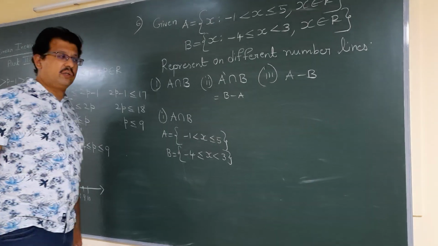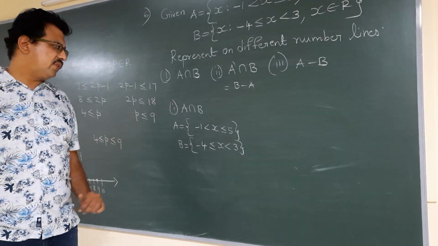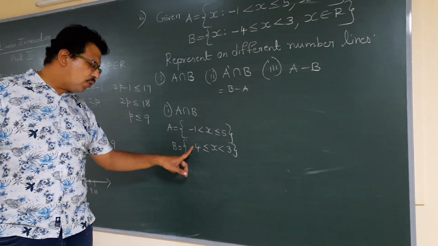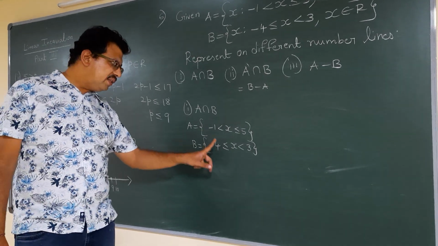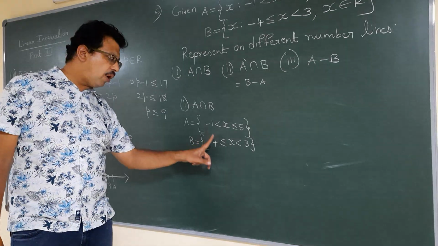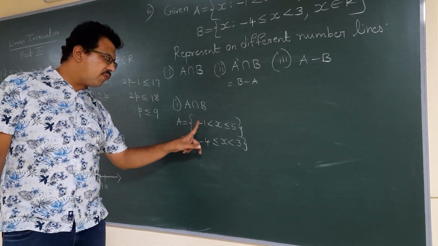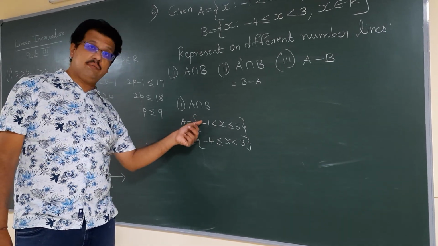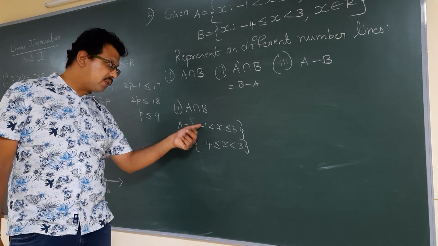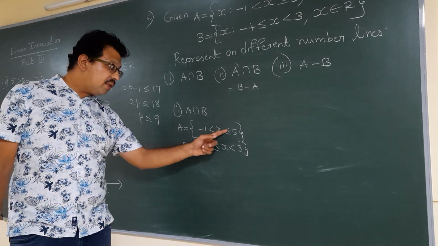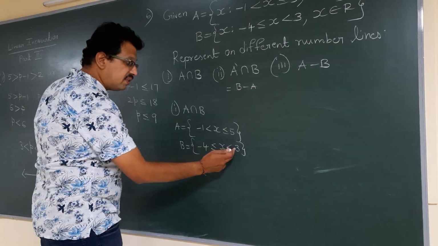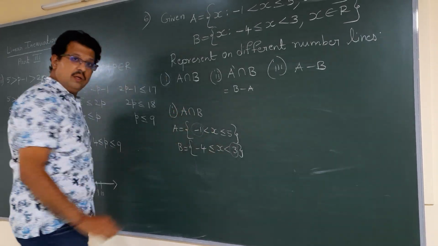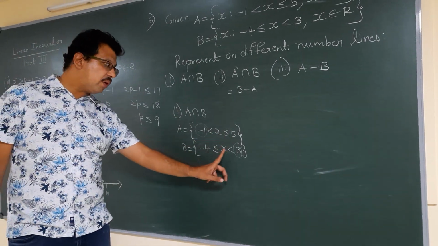So this is one more inequation. We need to write the common elements. What are the common elements? You can see minus 1 is there, less than x less than or equal to 5. And minus 4 is there, which means definitely minus 1 will be there. So that is common in both. We can take from minus 1 less than x, because minus 1 is not there in A, but it is there in the B list. Less than or equal to 5 is there, and here x less than 3 is there. So the common elements are between minus 1 and 3. You cannot take 5, because 5 is not there in B.